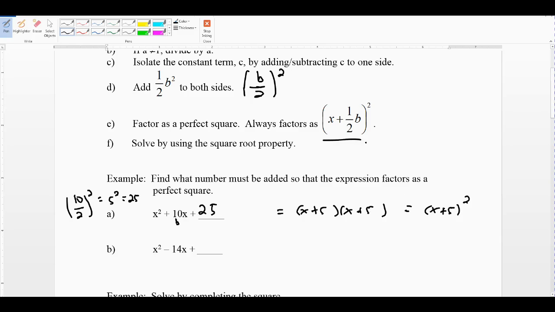That's what this means. It always factors as x and then plus 1/2 b. So 1/2 b we found was 5. So that's how it factors, x plus 5 squared.